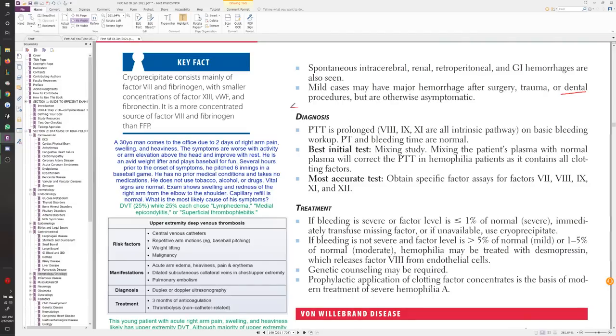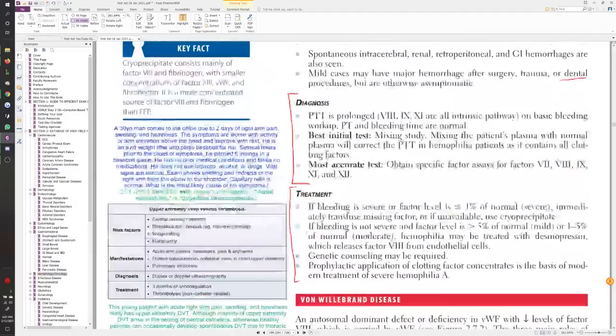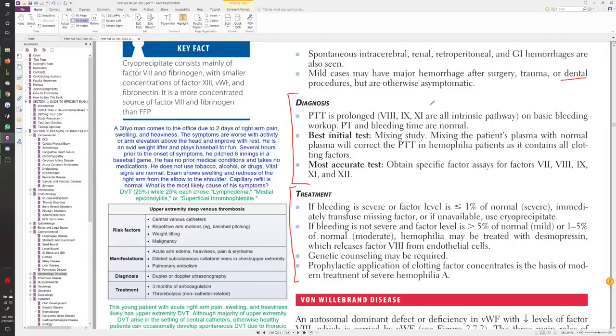If bleeding is severe, diagnosis. So of course you're going to get questions on how do you diagnose, and then the next question is going to be what's the next best step in management. Those are your CK questions right here. Step 1 questions were about all these things. CK questions are about diagnosis and treatment. So PTT is going to be prolonged. Factors 8, 9, 11, and 12 are part of the intrinsic pathway on basic bleeding workup. PT and bleeding time will be normal.